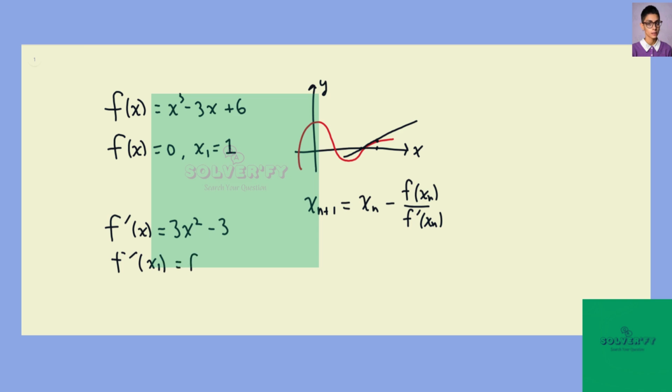We're given that the initial approximation is 1. And now if we plug that into f prime, we just get 3 minus 3, which is 0. Okay, and now we see where the problem is. We're not able to find the next approximation because dividing by 0 is not defined. So what's happening geometrically?